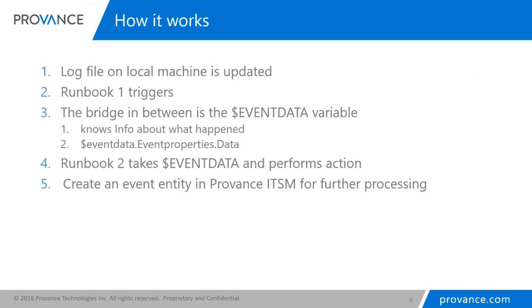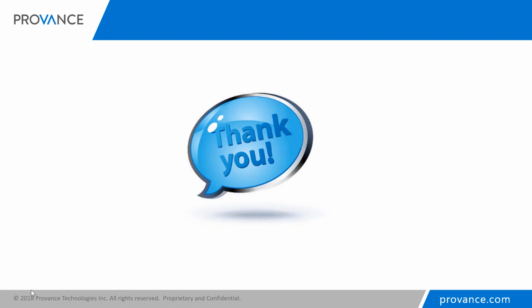So what happened? A log file on the local machine is updated or is created. Runbook 1 triggers the bridges between this event data variable. Runbook 2 picks up this event data and performs an action, and in our case, it creates an event entity in ITSM. I hope that was sufficient and you can reproduce that. You find details and the files in the content of this blog as attachments.